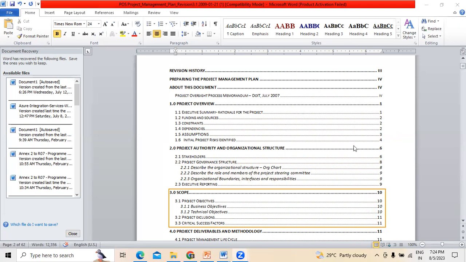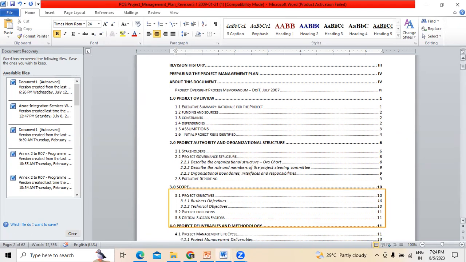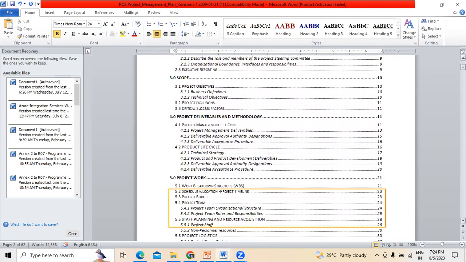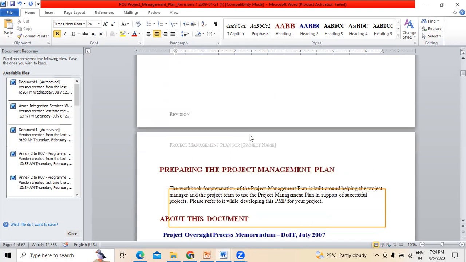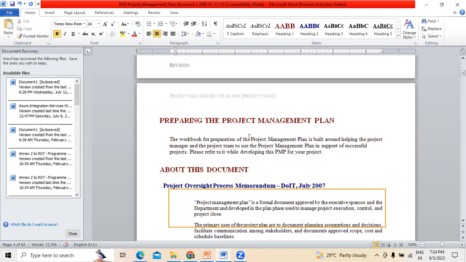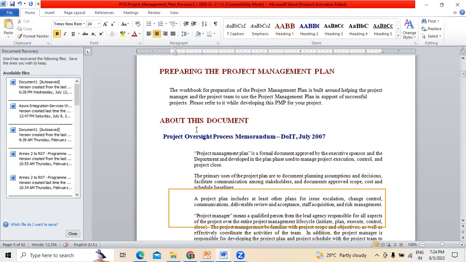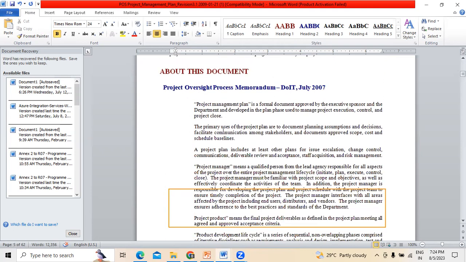So this is generally the overview. I am going to explain it one by one to you. These are the points we are going to discuss now. Here is the point, right? For example, preparing the project management plan. This relates to the oversight of the project and the documentation.